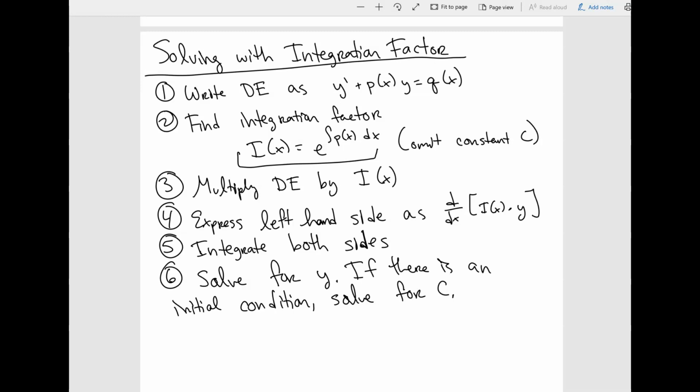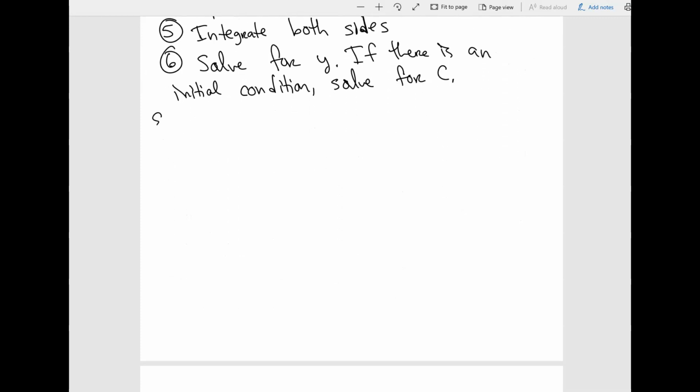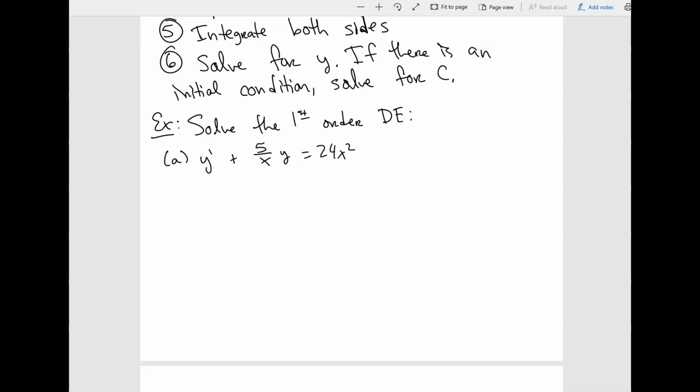Okay, so let's start doing a whole bunch of examples so that we can get really familiar with differential equations with integration factor. Solve the first order differential equation. Let's start off with y prime plus 5 over x y equals 24x squared.